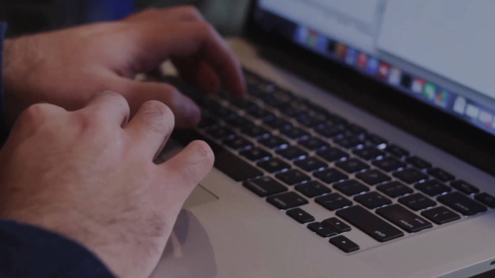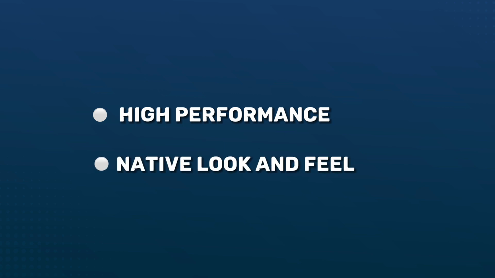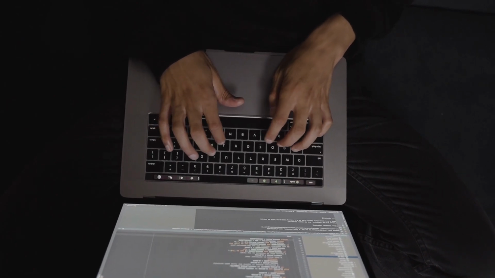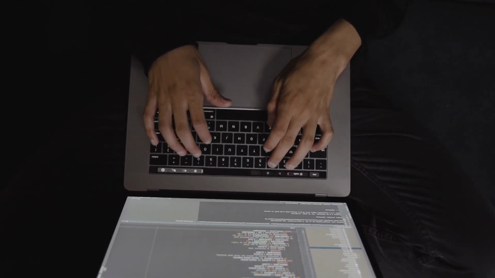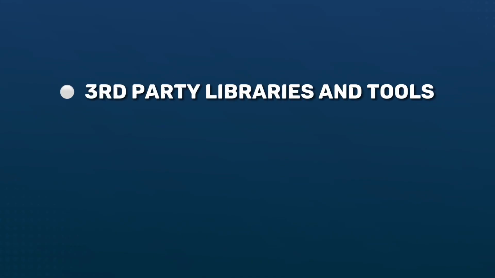One of the key advantages of using React Native is that it allows developers to build high-performance mobile applications that look and feel like native apps. This is achieved by using native components, which are similar to the ones used in traditional mobile app development. With React Native, developers can also take advantage of a wide range of third-party libraries and tools, which can help them build complex mobile applications quickly and efficiently.